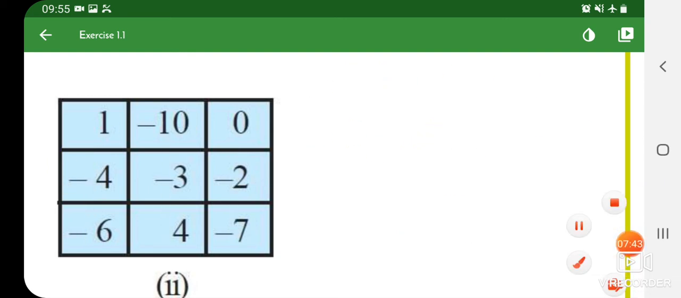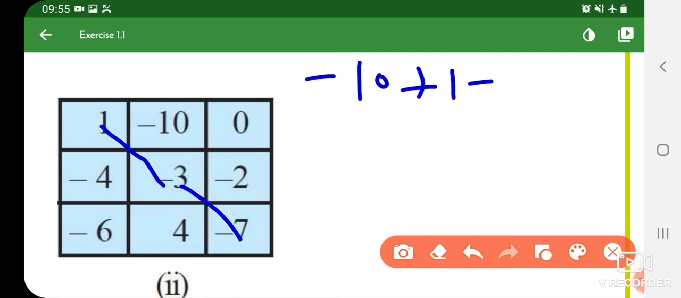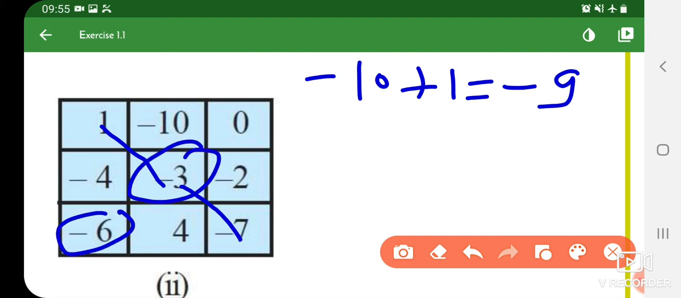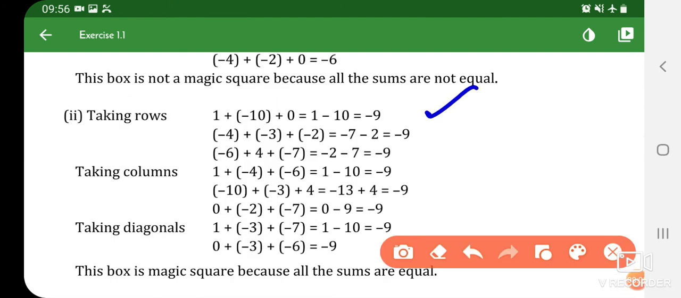Let's see the diagonals. So this 1 and minus 3 and minus 7. Minus 7 and minus 3 is minus 10, plus 1, so this is minus 9. Now the second diagonal: minus 6, minus 3, minus 9 and 0. So the answer is minus 9. That means the sum of all rows, columns and diagonals is minus 9. That means the box is a magic square because all sums are equal. We can see here.